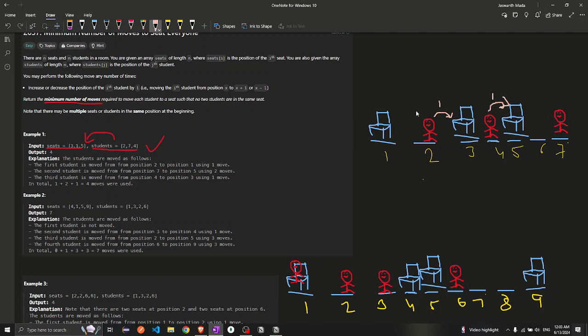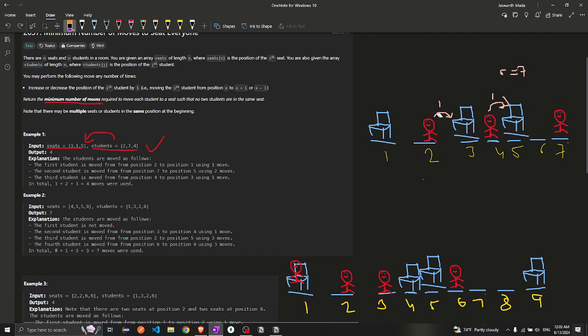And the only chair left is one, and the only guy left is this guy, right? So I need to move him here, but I cannot do it directly, right? As mentioned in the question, I can only move one step at a time, either x plus 1 or x minus 1. So I need to do multiple steps: 1, 2, 3, 4 and 5. It will be 1 plus 1 plus 5, which is 7, right? So if you do it this way, the answer is 7.